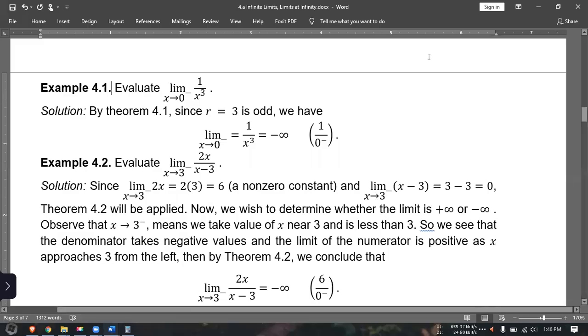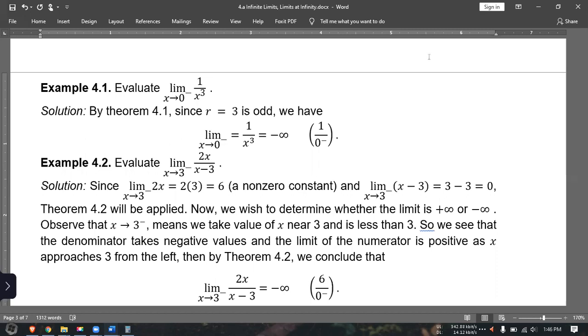Example number one for infinite limits. Evaluate the limit of 1 over x cubed as x approaches 0 from the left side. Okay, from the left side.